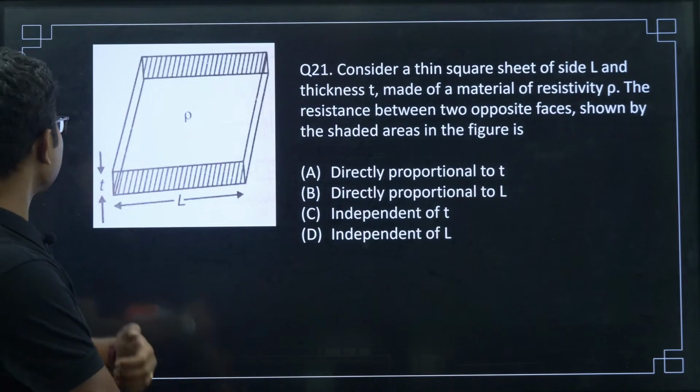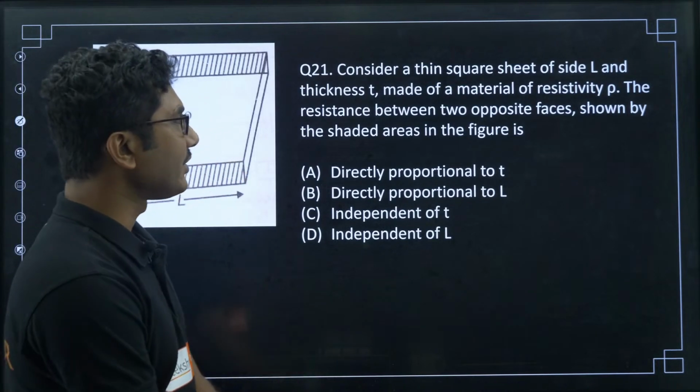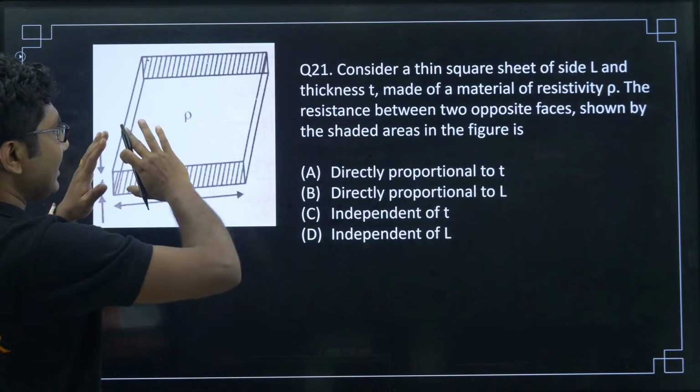Now, this is an interesting question. So let us understand this question first. Consider a thin square sheet of side length equal to L. So this is a thin square sheet. It is a sheet.